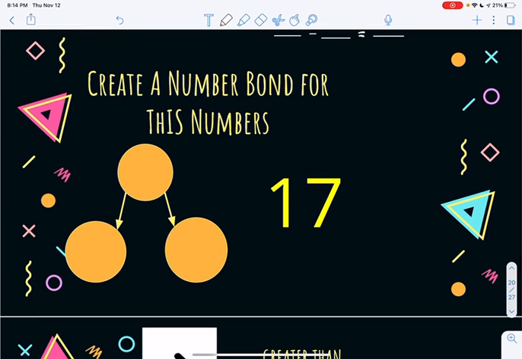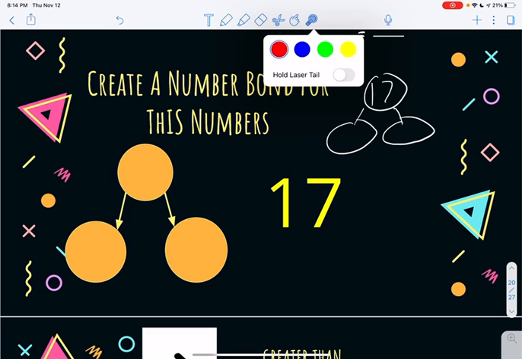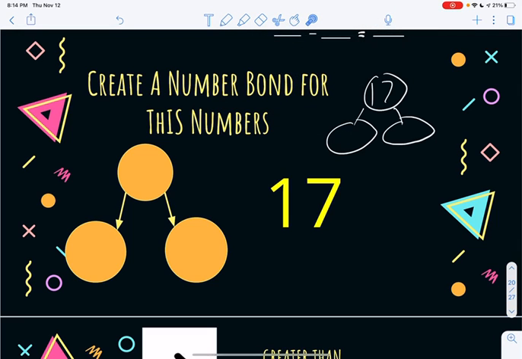Alright, we're going to create a number bond for this number. Okay, we have number 17. Like I said, I like to go with tens and ones. So if I went by tens, what number would I get in this one? I would get 10. And if I get 10 there, what am I left with? 7.